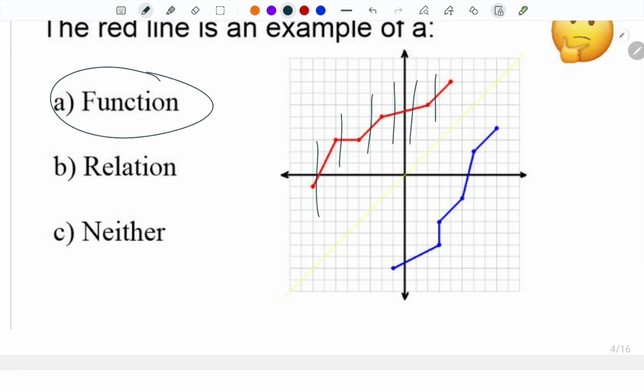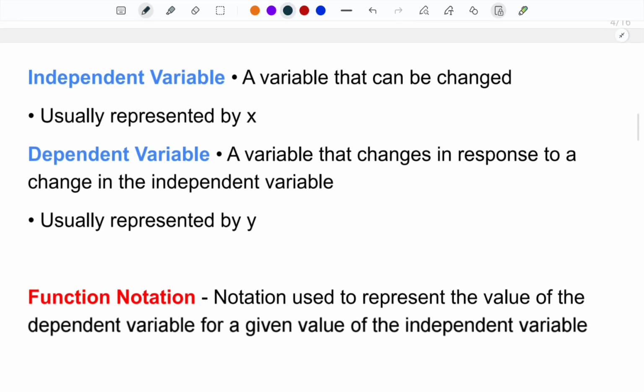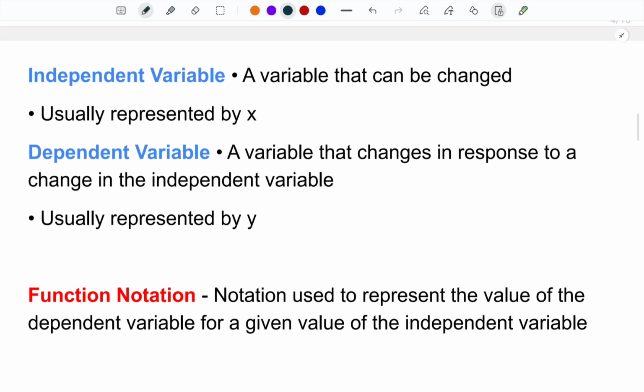Another way that we can think of a function is for every x value, there is only one y value associated with it. So each x goes to one y. And another way of thinking about x's and y's is to think of x as the independent variable. It's the thing that we're changing. And the y as the dependent variable, the thing that is going to respond to the independent variable.